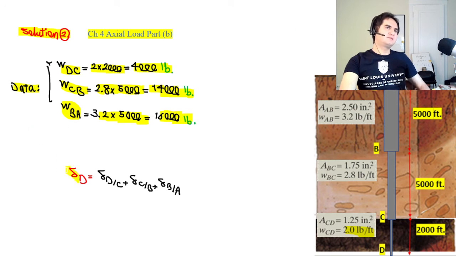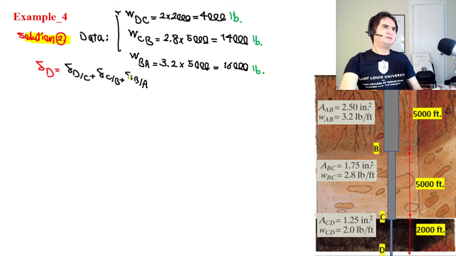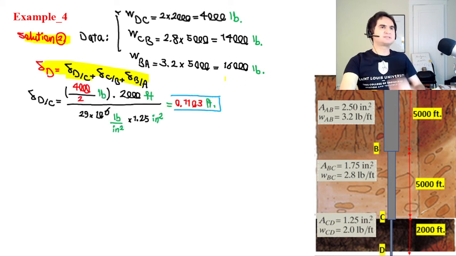And delta D is delta D with respect to C plus delta C with respect to B plus delta B with respect to A. Again, if we want to solve the problem without integration, delta D is just a combination of the addition of three sections.